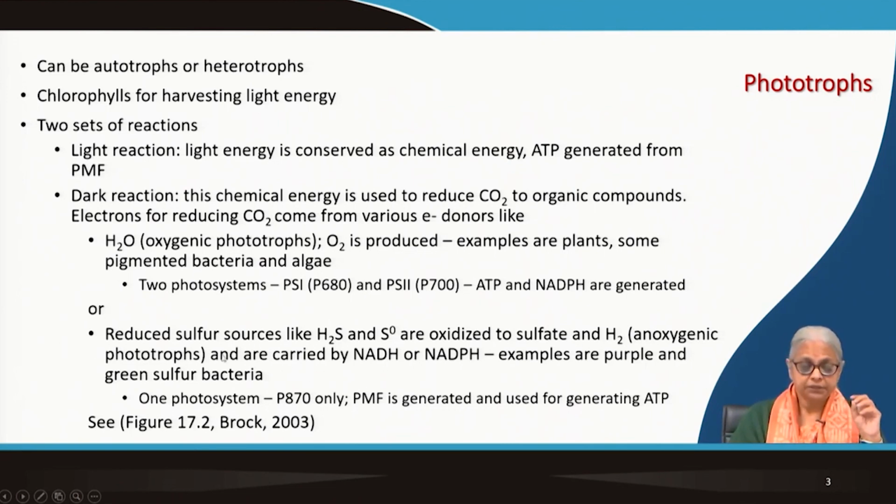We also have another way of photosynthesis, and that is called anoxygenic photosynthesis, or the species that are responsible for this reaction are called anoxygenic phototrophs. They are capable of using reduced forms of sulfur like hydrogen sulfide and elemental sulfur and oxidizing them to sulfate and hydrogen. Now here the reducing power is carried by NADH or NADPH, and the examples of these bacteria are purple and green sulfur bacteria. Only one photosystem is used, and that is called P870.